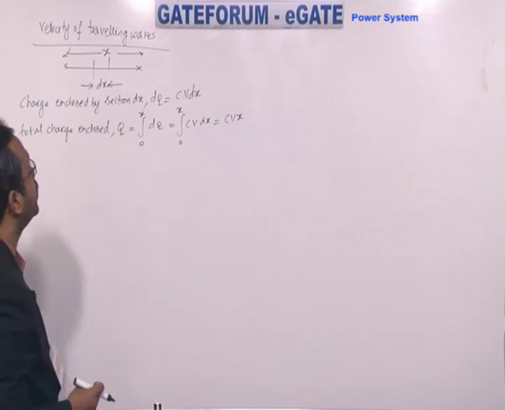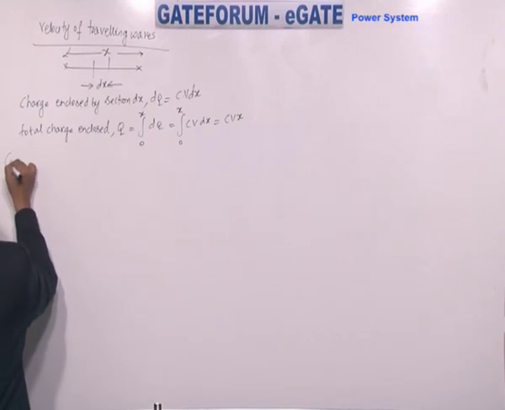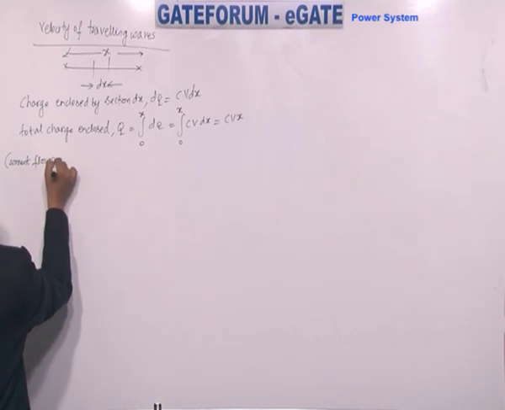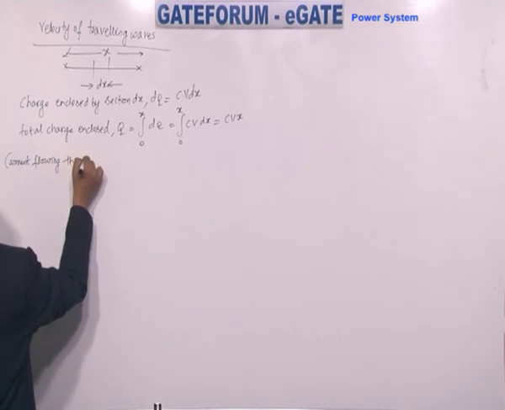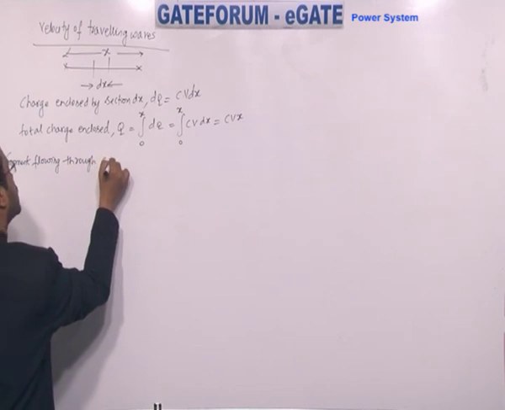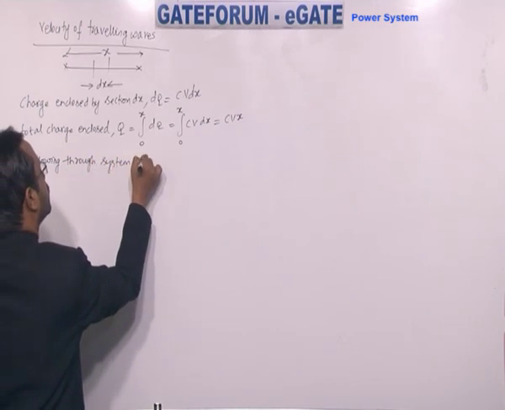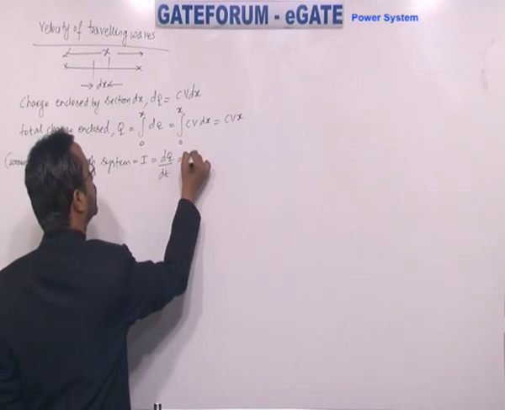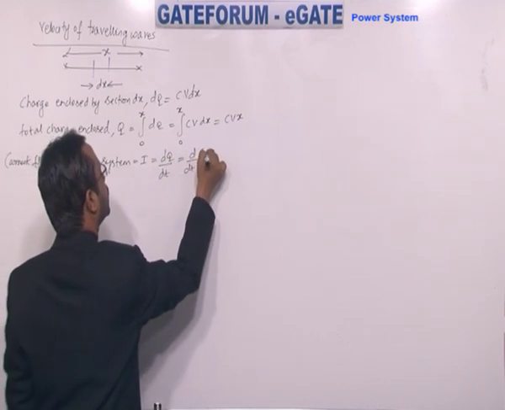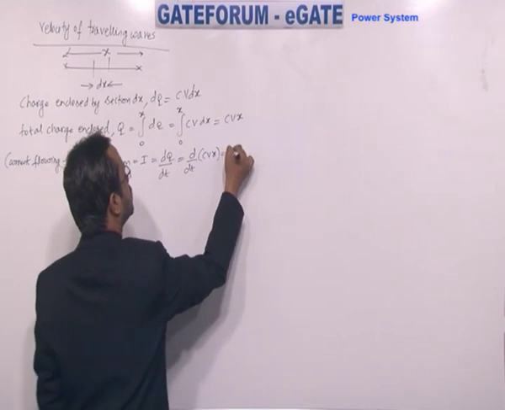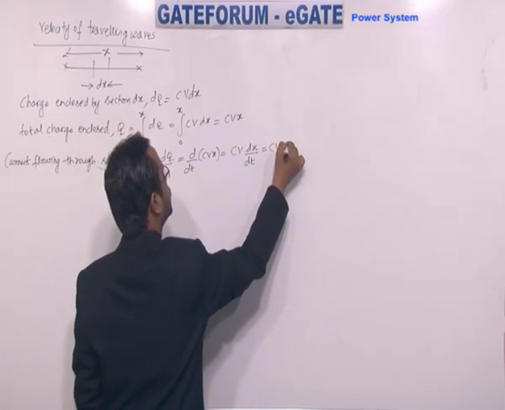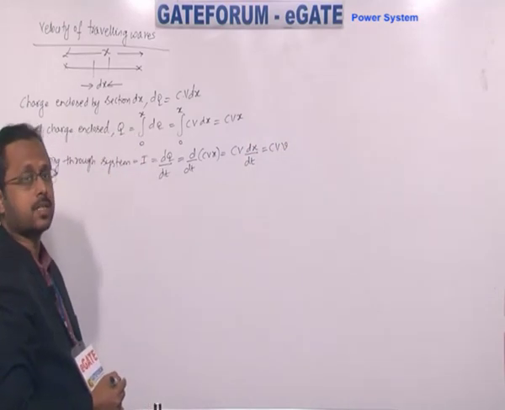So what is the current flowing through the transmission system? I equals dq by dt. So d by dt of CV into x, which is CV into dx by dt. What is dx by dt? Velocity.